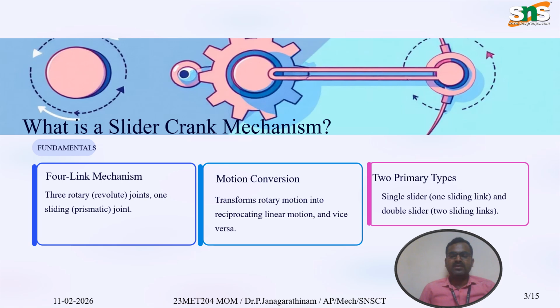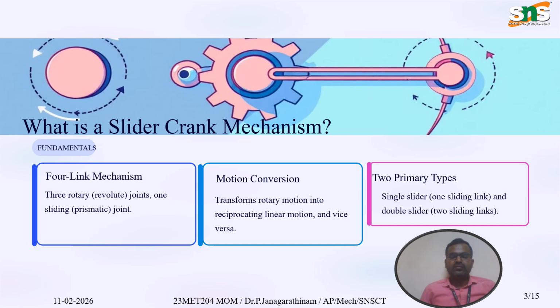So what is meant by a slider crank mechanism? We give one type of motion: the crank is rotated clockwise from 0 to 360 degrees. We give rotary motion, which is converted into a kind of linear motion. This is the basic working principle of our slider crank mechanisms.